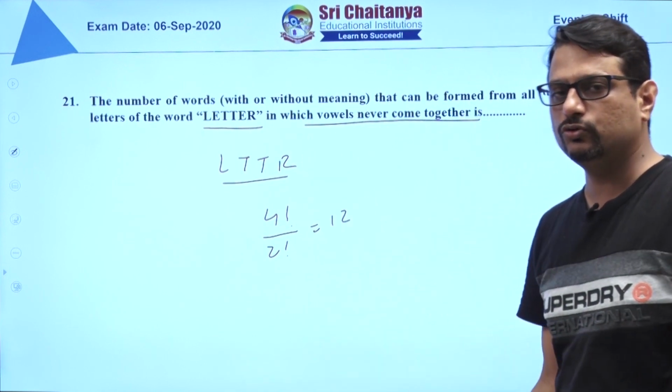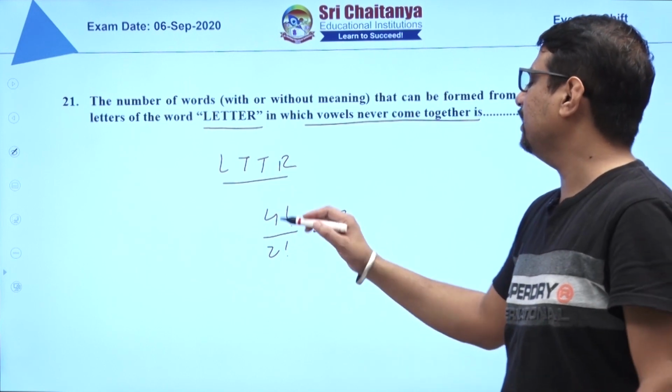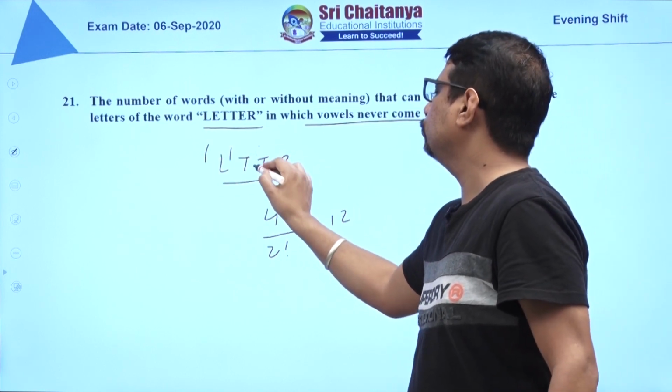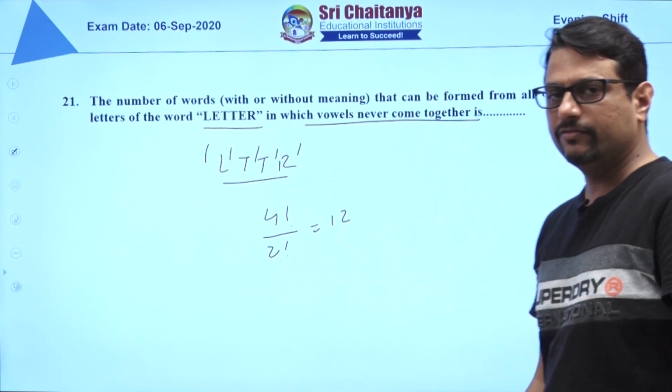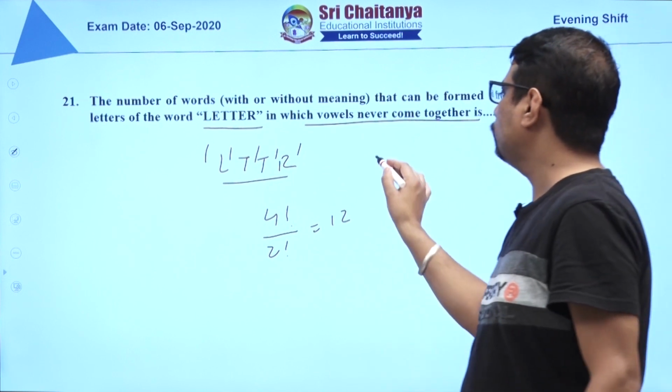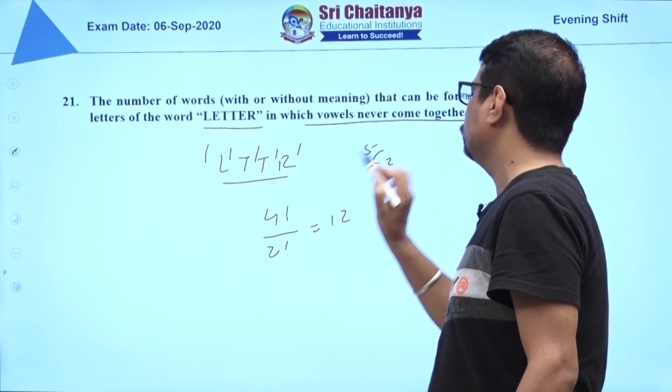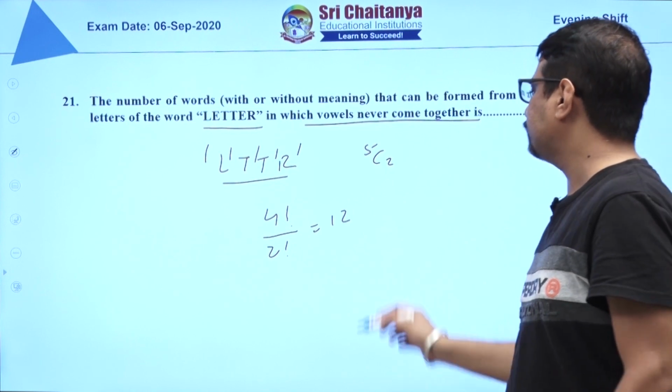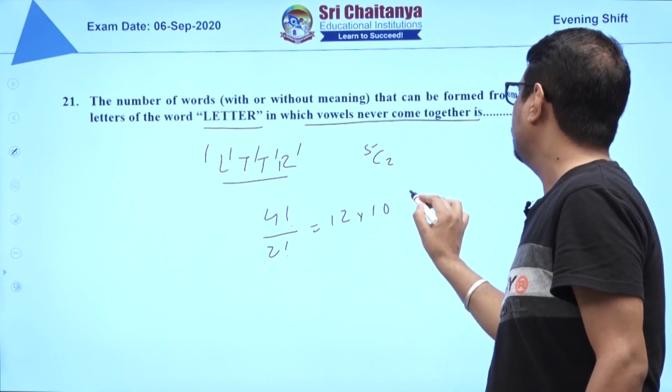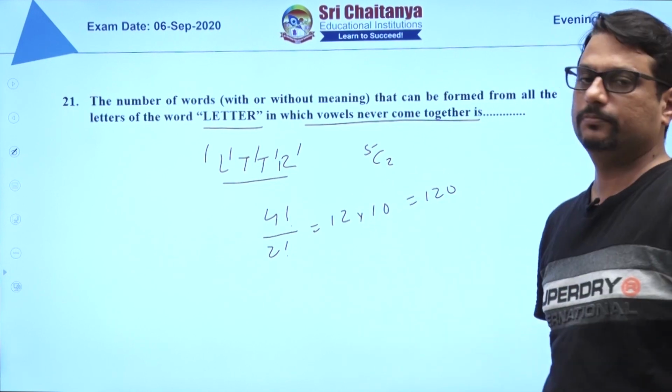Since both are same, so you only have to select, you don't have to arrange them. So how many gaps are there? 1, 2, 3, 4, 5. Out of these 5, any 2 gaps you select and put. So any 2 gaps you select and put, so 5C2. So when you are writing 5C2, so multiply it by 10. So answer will be 120.